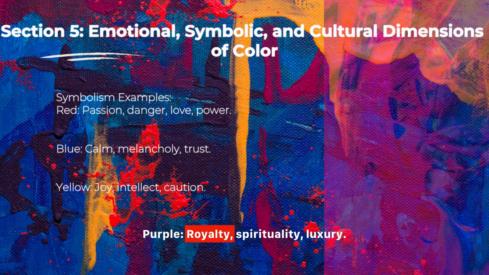Purple: royalty, spirituality, luxury. Black: mystery, elegance, death. White: purity, emptiness, divinity. Cultural variations. White signifies mourning in some Eastern cultures. Red is auspicious in China, while symbolizing danger in the West. Artists must be aware of context and audience when using symbolic colors.